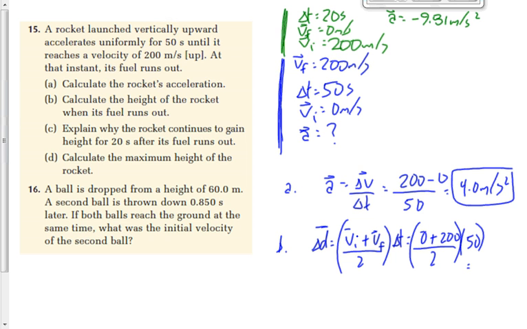That's going to give me 5,000. We're going to round that to 2 digits, 5.0 times 10 to the 3. 2 digits because of this, right? Least significant piece of data. So at the end of the first stage, this is how high it is.